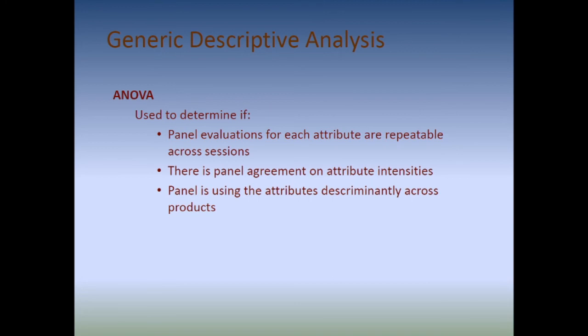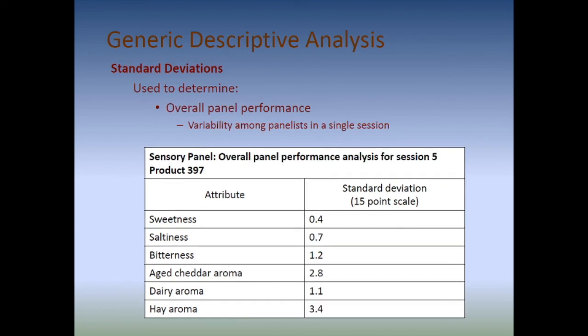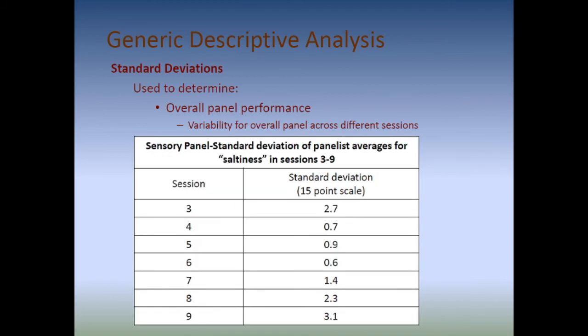So we did ANOVA in a different week, and I can do some more content on ANOVA if there's requests for this. So panel evaluations are making sure that it's repeatable across sessions and that they're within that appropriate discrimination. You can also do standard deviations on the panelist performance to make sure that they've got an appropriate amount of skewness across that group.